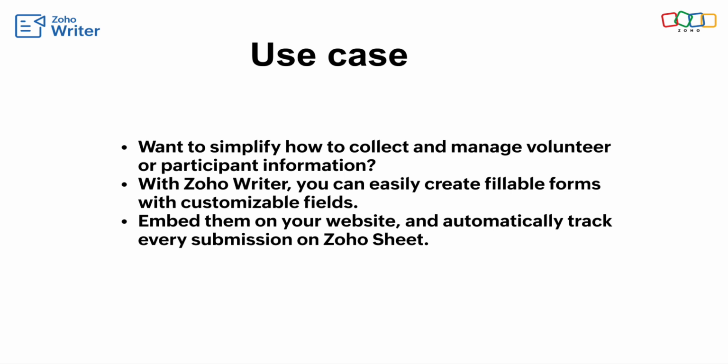Building on that, here's a practical example. The NGO team can create a fillable form that captures personal details, roles, skills, availability, and whether they'll bring any required equipment. This form can be shared directly or embedded on the website, and all submissions are automatically tracked in a connected sheet. So Gautam, can you show us how this works in Zoho Writer?